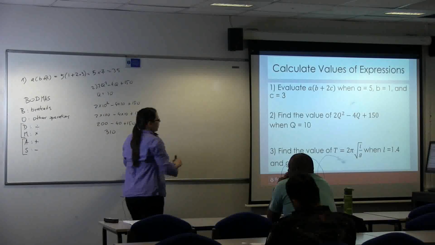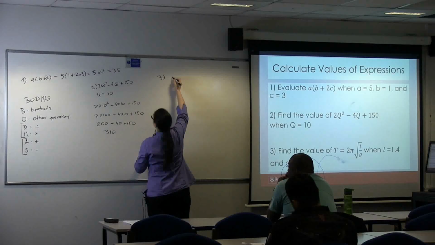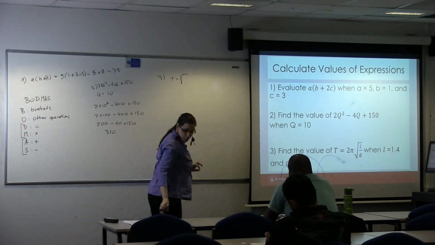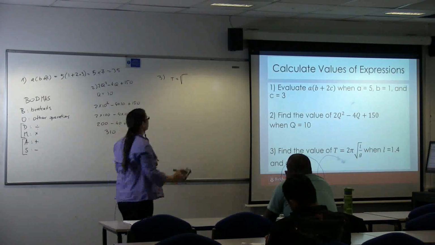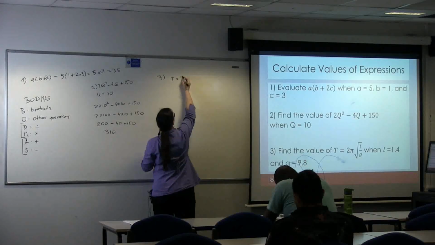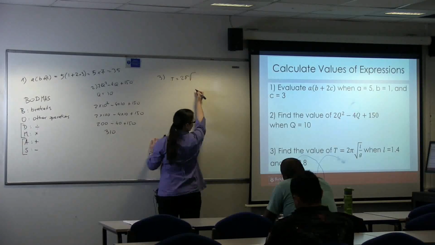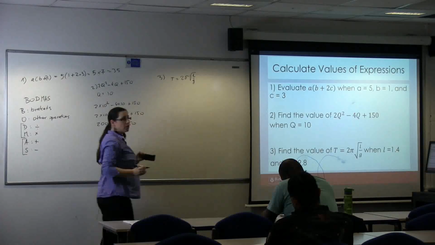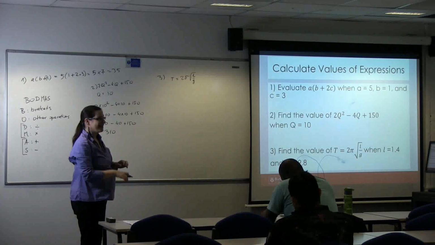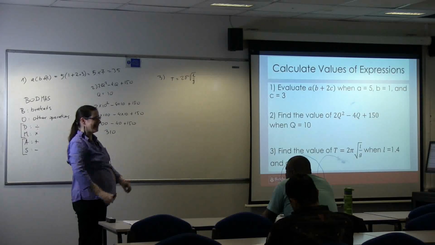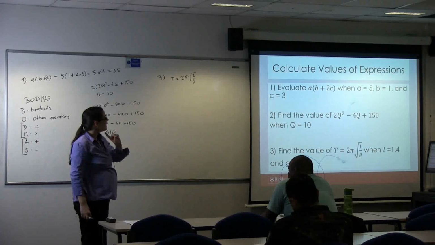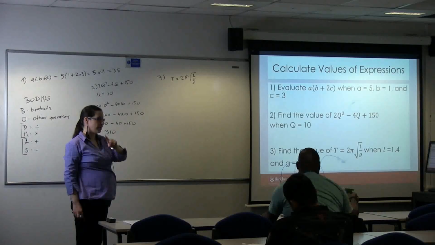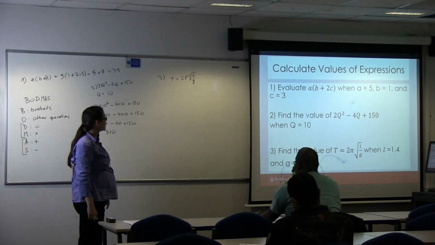Okay. So the last example, I have got T equals 2 pi, I forgot the 2 pi, times the square root of L over G. Now, has anybody seen this formula before? What is it? What is that, period? Yes, it's the period of the pendulum. Okay, so how long a pendulum takes to swing from one end to the other. Okay, good old physics lessons.